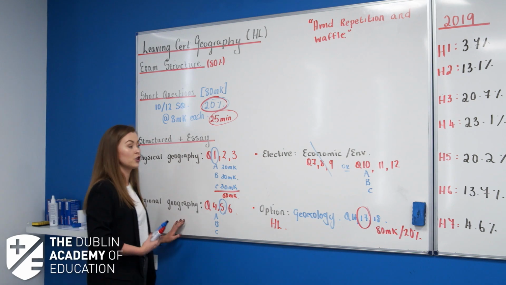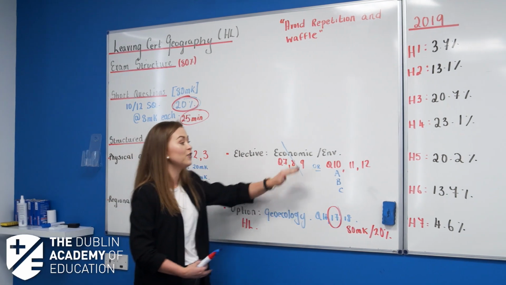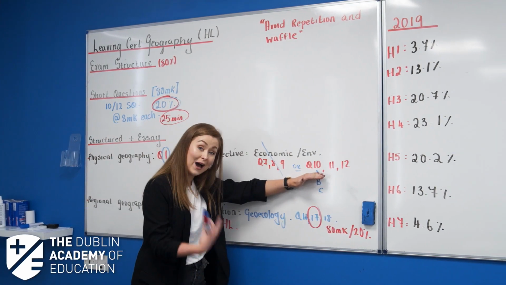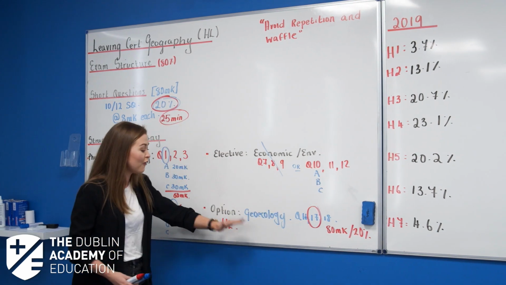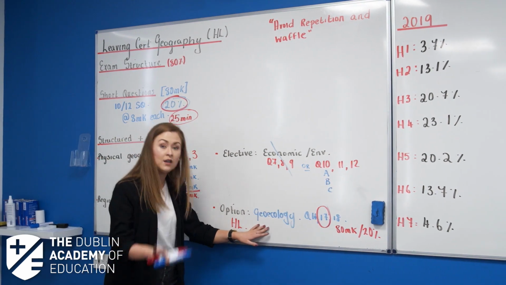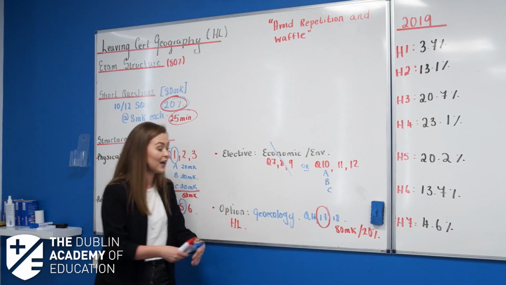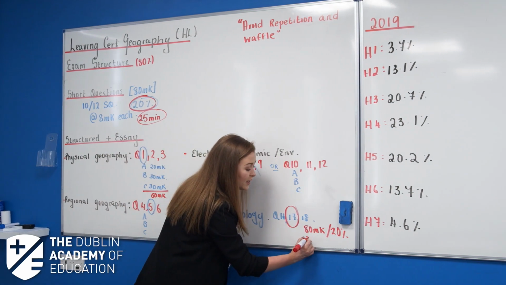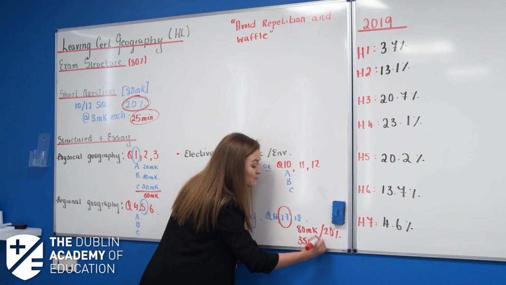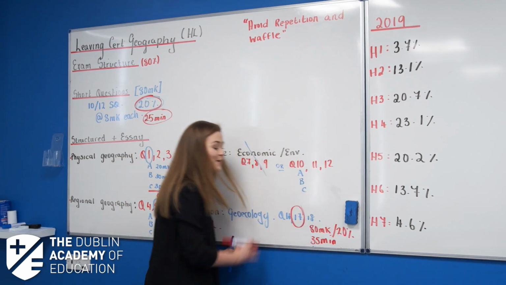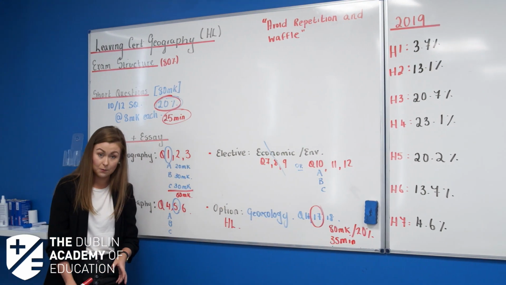You choose 1 out of your 3. Same for your elective, choose 1 out of the 3 with a part A, B and C. Finally, your option, you choose 1 out of your 3 and you give that 35 minutes in total for that essay, which is 20% of your paper and 80 marks.